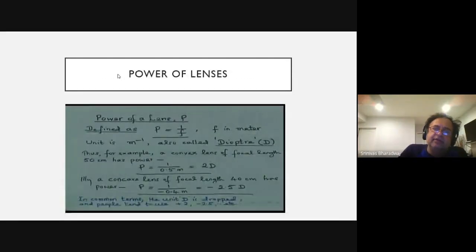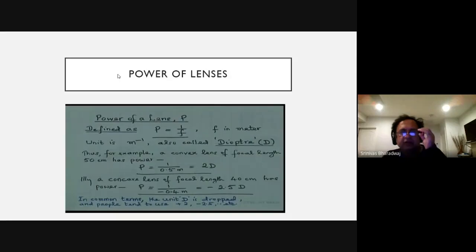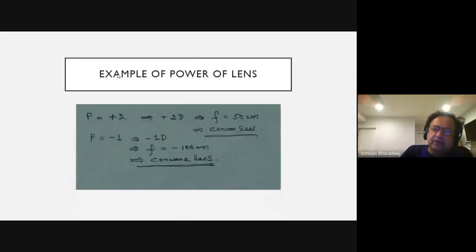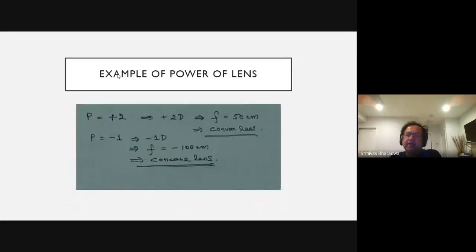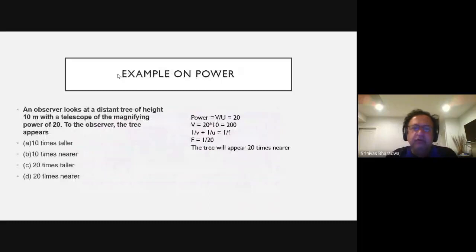One is a convex lens with a focal length of 50 centimeters, and one is a concave lens with a focal length of 40 centimeters. Notice that one is 2 diopters and the other is minus 2.5. Notice the conventions: because f is negative, P is also negative. So learn to use that.